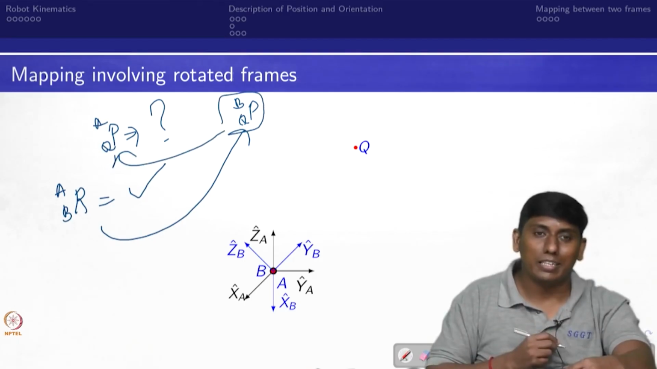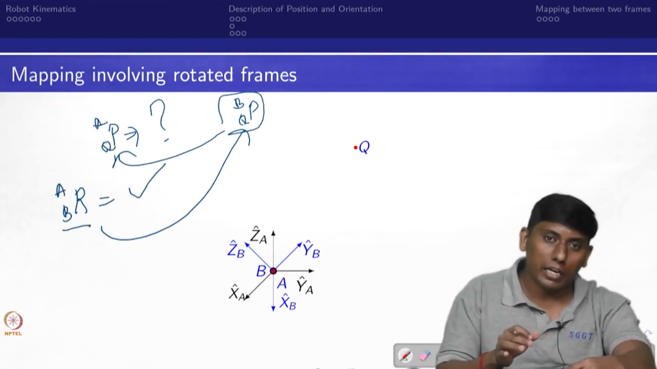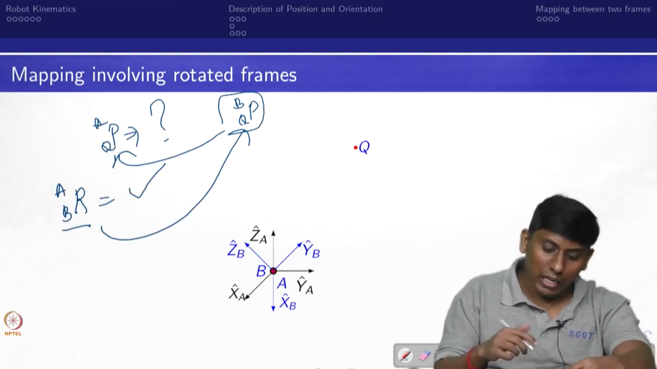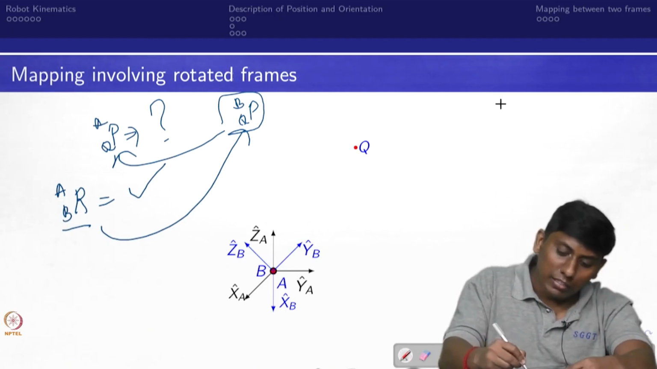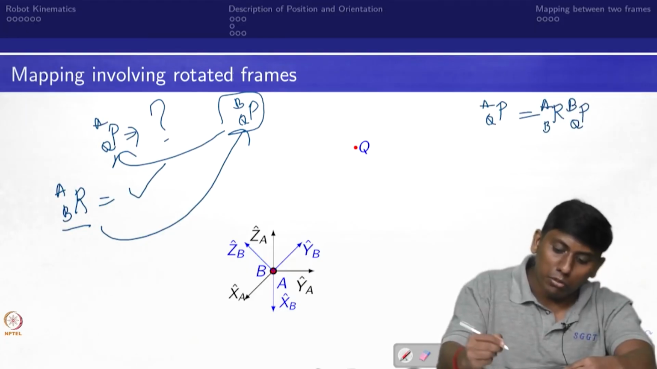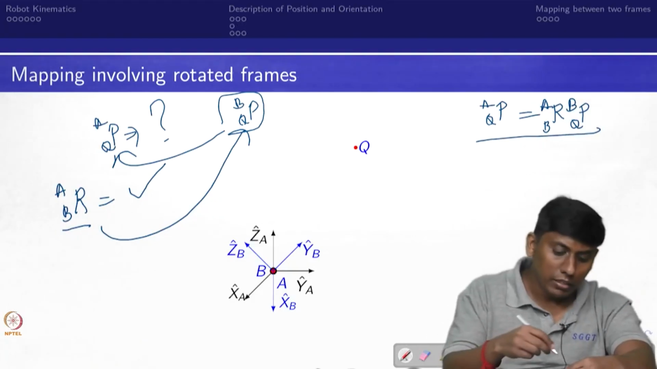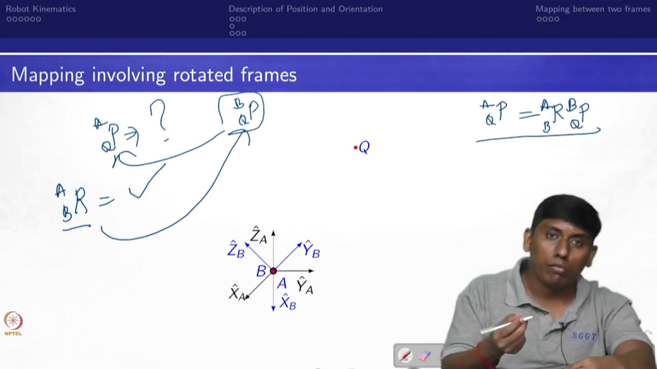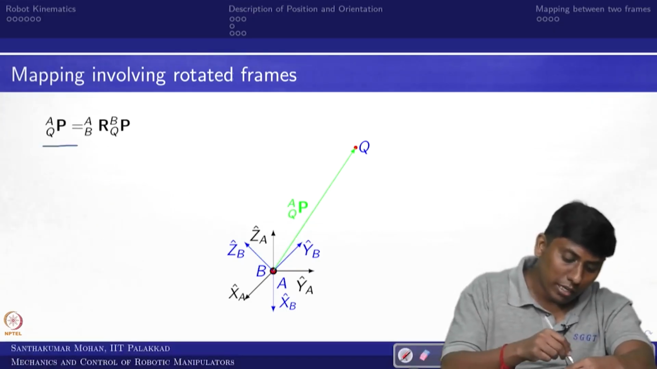What one can easily see is that this is the rotational information. If I rotate in the opposite direction of this, what will I get? I will get this Q with respect to A. So we can see the position vector of Q with respect to A is simply the rotation matrix of B with respect to A multiplied with the position vector of Q with respect to B, right? So this is another piece of information we obtain. This is the mapping involving rotated frames, and this is what we have obtained.